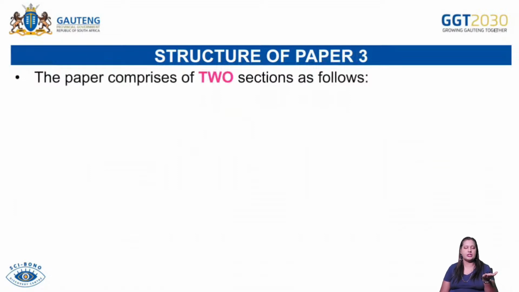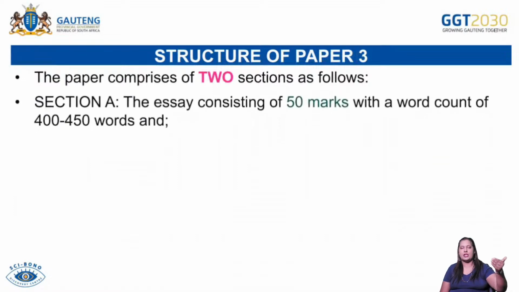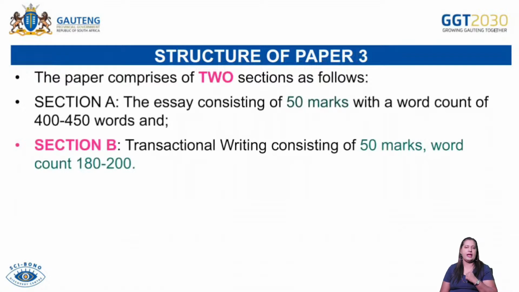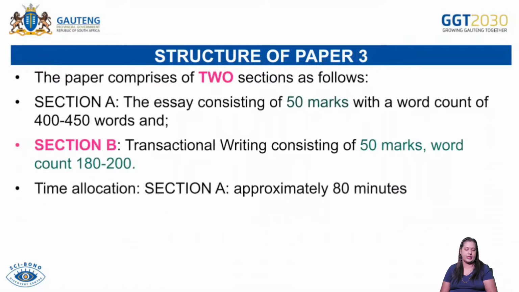And then you see a section like this, which says the paper comprises two sections as follows. It will give you what section A is about, which is the essay we dealt with last week. And then this next part is section B, dealing with transactional writing, consisting again of 50 marks. Here we want two pieces from you with a 25 mark allocation each, and the word count needs to be between 180 and 200 words.